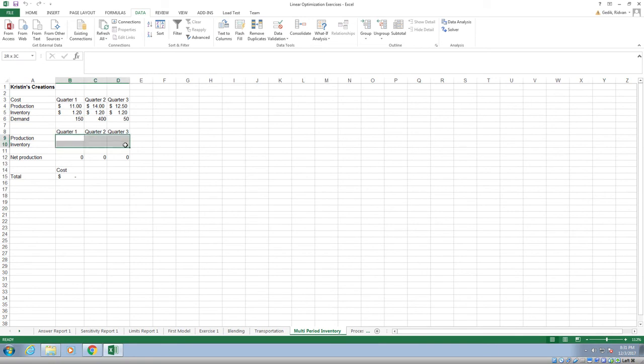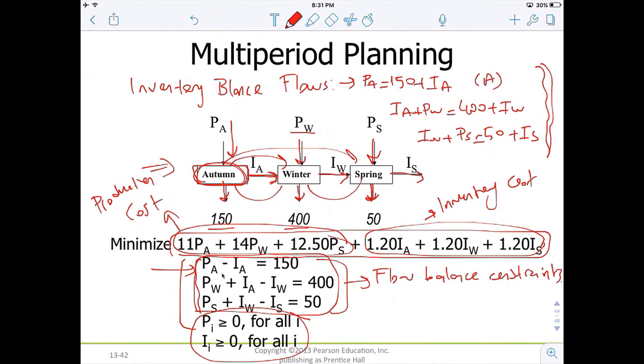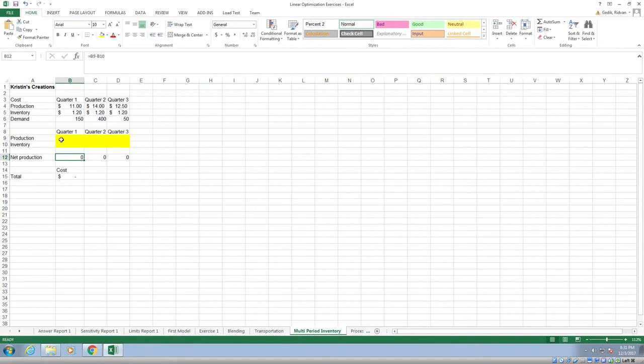Here, for each quarter, I reserve these cells as my decision variables, and then you do have the production and inventory costs for each quarter. You do have the demand values for them. All we have to do is to represent the net production. Net production, those are the values that you see here, right there. For example, for the first one, it's just PA minus IA. So these are the P values, and these are the I values. This net production says PA minus IA.